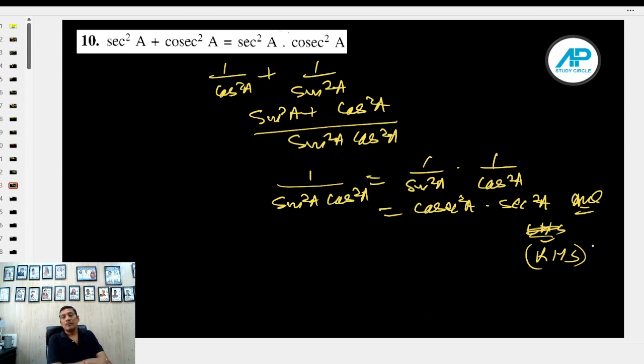प्लीज सी, और देखिए कोई क्वेश्चन सुनना आ रहा है कि नहीं आ रहा है। 1 अपॉन कॉस स्क्वायर ए इज सेक स्क्वायर ए, कॉसेक स्क्वायर ए इज 1 अपॉन साइन स्क्वायर ए। एलसीएम लीजिए, साइन स्क्वायर प्लस कॉस स्क्वायर अपॉन साइन स्क्वायर ए इंटू कॉस स्क्वायर ए, 1 अपॉन साइन स्क्वायर ए इंटू 1 अपॉन कॉस स्क्वायर ए. 1 upon sin square a is cosec square a, 1 upon cos square a is sec square a. You got cosec square a into sec square a. A very good and basic question.